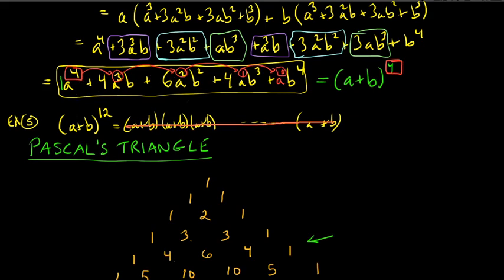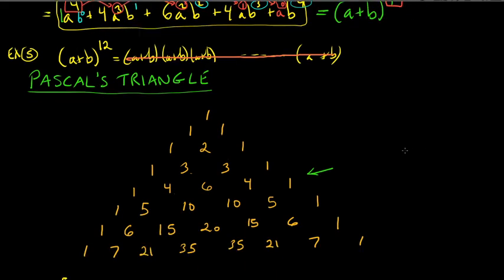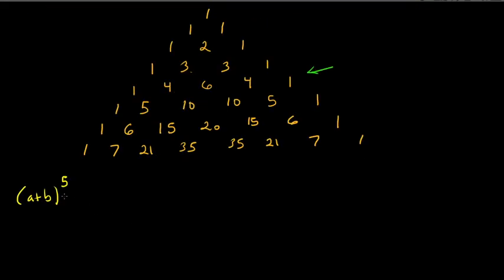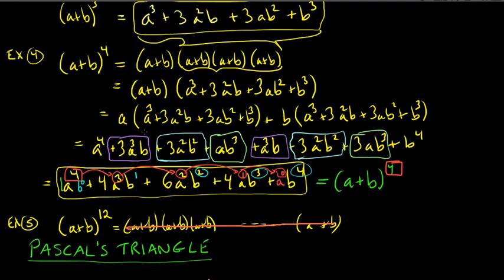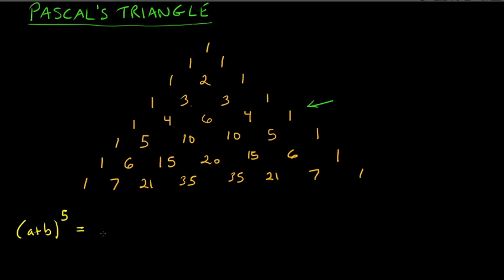And it's the reverse for the exponent of b. We start with b to the 0, then b to the 1, b to the 2, b to the 3, b to the 4. So 0, 1, 2, 3, and 4. With that in mind, I think we can probably figure out a plus b to the 5th without having to multiply all this out again. Remember what a nuisance that was. Now we should be able to get it pretty quickly here.